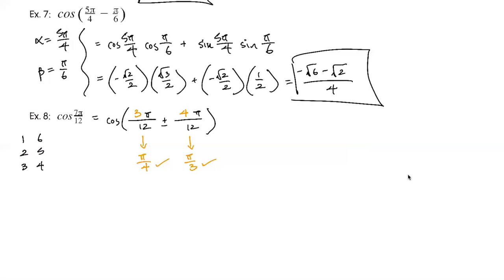Okay? And so in this case, we don't actually need the minus sign because we found that 3 pi over 12 plus 4 pi over 12 makes 7 pi over 12. Okay? And so what we really have is what is cosine of pi over 4 plus pi over 3. Okay?